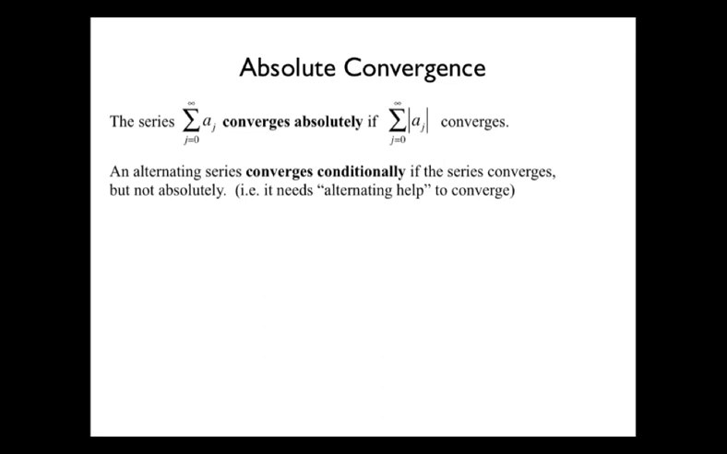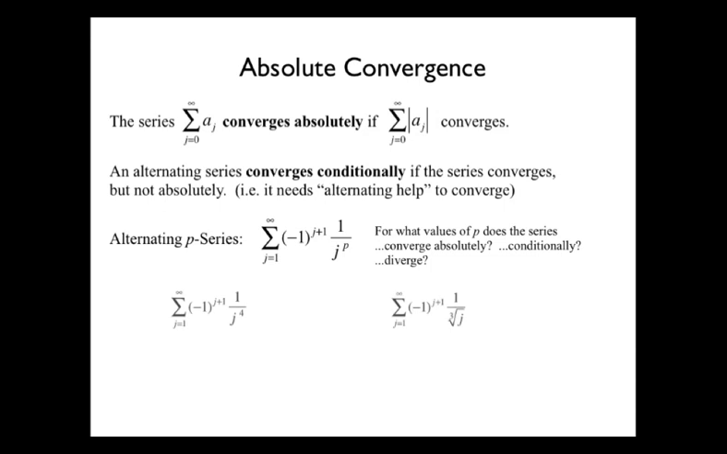So absolutely convergent: if you take the absolute value of all the terms and it still converges, it's called absolutely convergent. If you have a convergent alternating series and you take the absolute value of the terms and it doesn't converge anymore, it's conditionally convergent, right? The condition is that it alternates in order to converge. All right, so we worked through these last time.